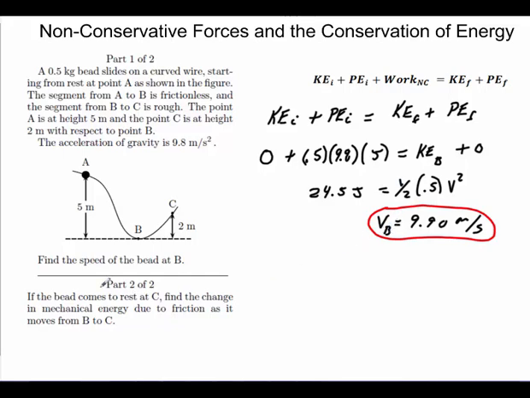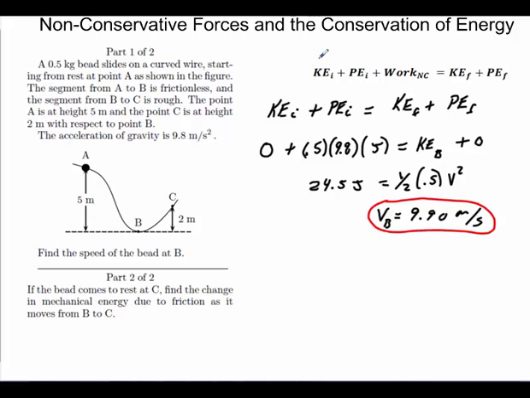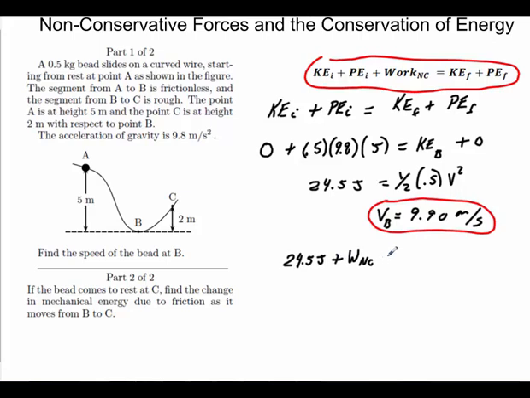Alright, so now if the bead comes to rest at C, find the change in mechanical energy due to friction. If we're going to do that, we're going to go back to this equation here, and we're going to establish everything at B. Well, we know if we have 24.5 joules here, and we've used this equation to find the kinetic energy, then at B we would also have 24.5 joules. So I can say 24.5 joules plus the work done by non-conservative forces must equal KEC plus PEC.